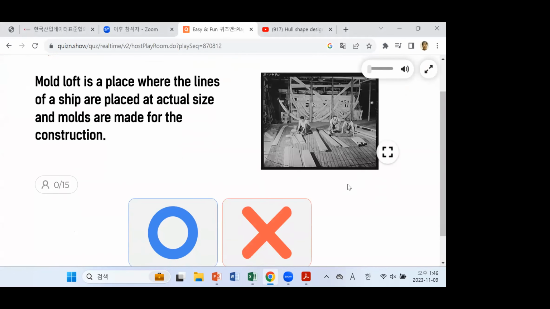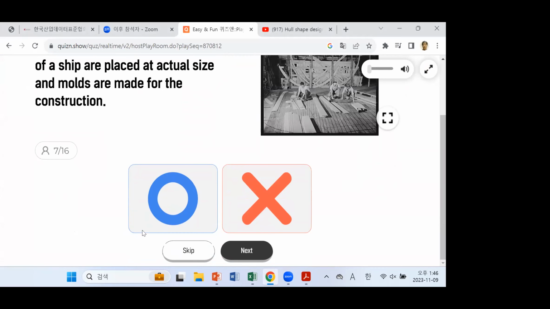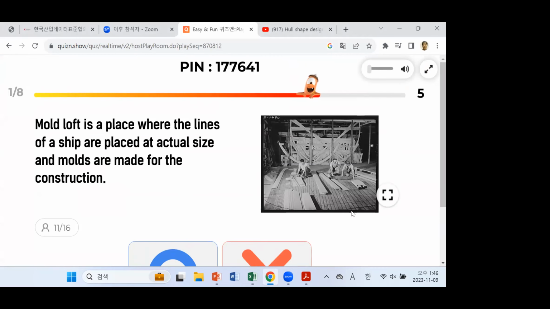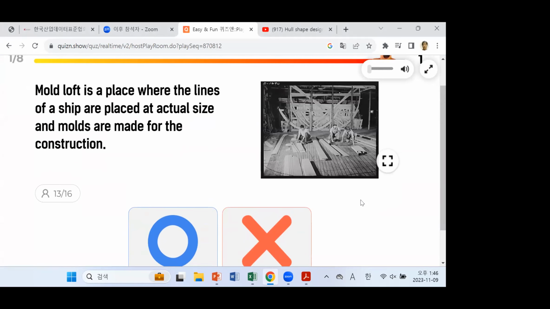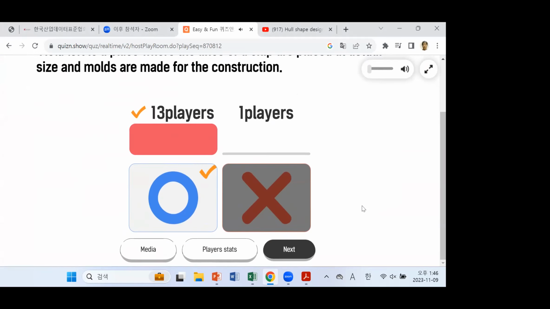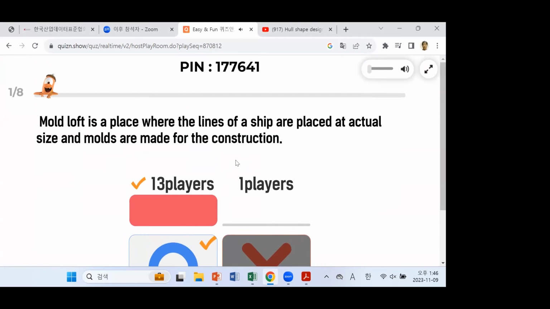The first question is about the word loop. Of subtext where the lines of a ship are placed at four sides and words are made for the construction. Please choose one. Education. The answer is yes. The word block is where line is placed at exercise and words are made of core construction.